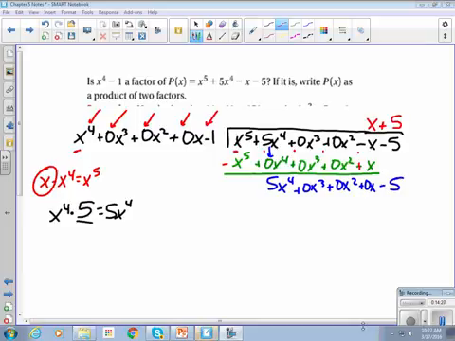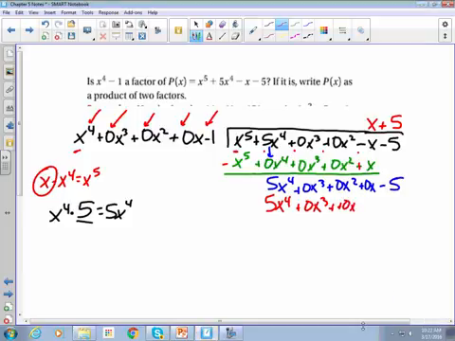X to the fourth times 5 is 5x to the fourth. 5 times 0x to the third is 0x to the third. 5 times 0x squared is 0x squared. 5 times 0x is 0x. And 5 times negative 1 is negative 1. Okay, now we can get the proper remainder. Change the sign of everything and add those down. Now my remainder is 0.